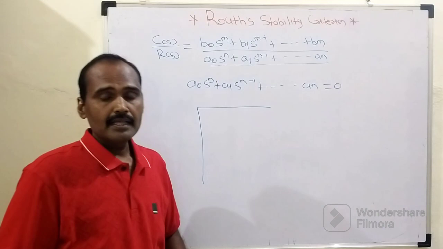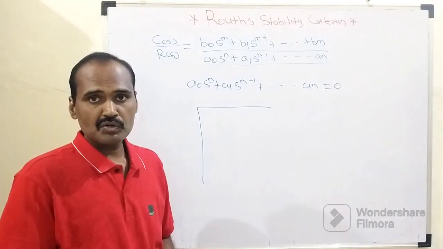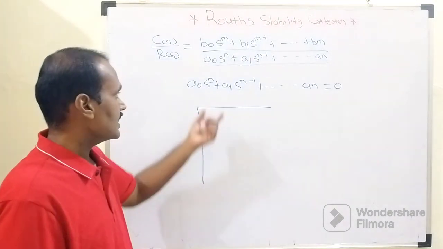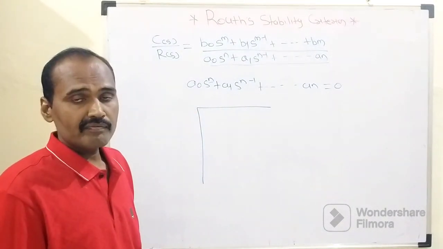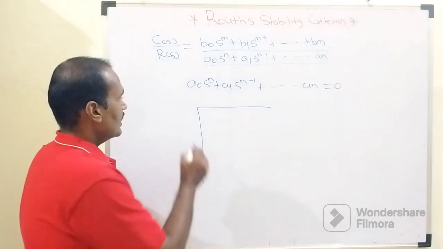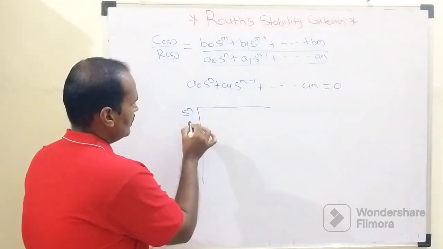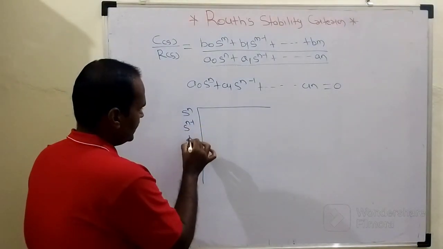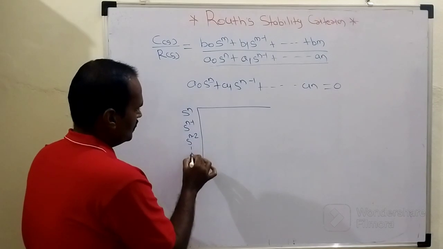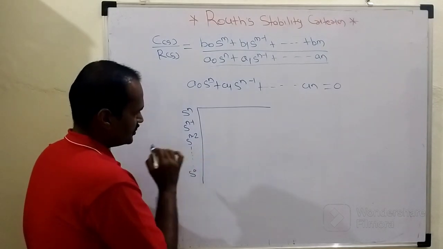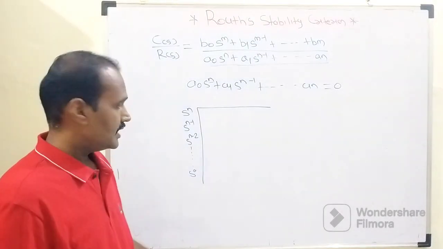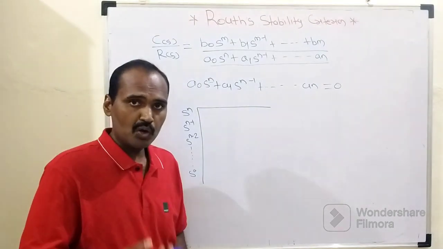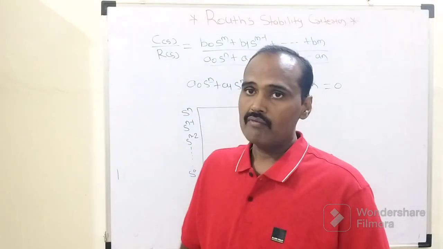Before defining the desired elements of this Routh array, first of all, for the sake of observation, we need to observe that the highest power of S is S raised to n. So in descending order we need to write all these S terms: S raised to n, S raised to n minus 1, S raised to n minus 2, up to S raised to 0, right? Then after that we are supposed to declare the elements belonging to each and every row of this Routh array.